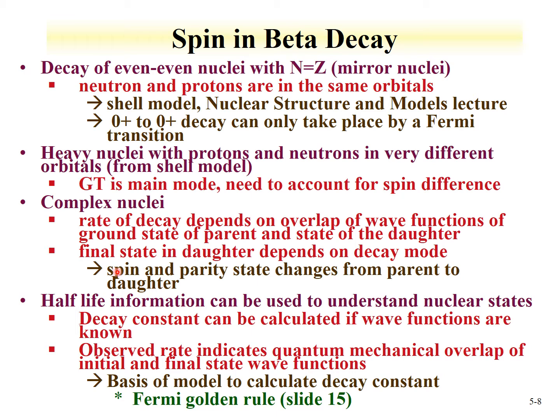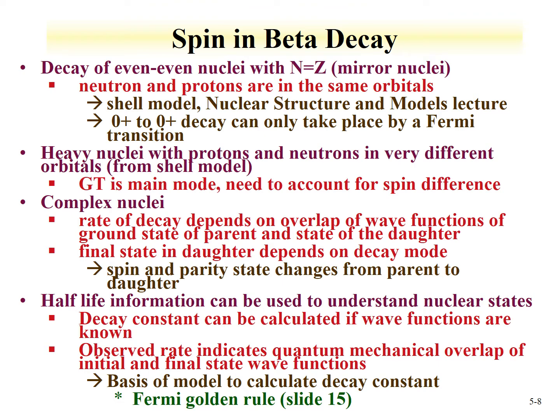This final state depends upon the decay mode. So spin and parity changes from parent to daughter, and the overall degree of the change, is going to have an effect on the rate of decay, or as we see, the decay constants. So I can get half-life information from this. I can also use the half-life information to understand nuclear states. I can calculate the decay constant if the wave functions are known.